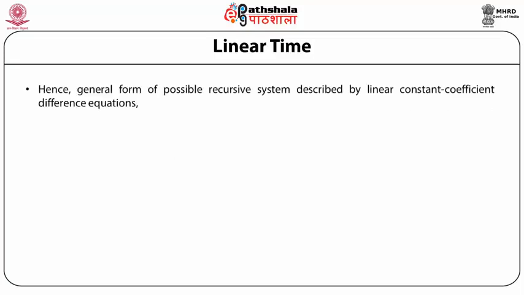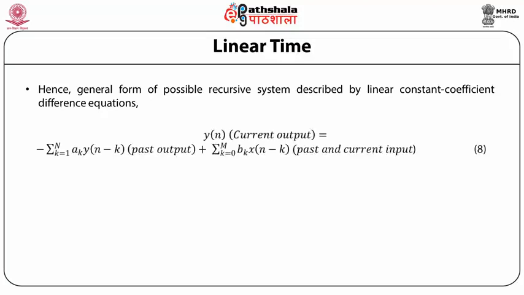Hence, the general form of the possible recursive system, which is described by a linear constant coefficient difference equation, is y(n), the current output, equal to minus summation over k equal to 1 to N of a_k y(n minus k), that is, the past output, plus summation over k equal to 0 to M of b_k x(n minus k), past and current input. Or summation over k equal to 0 to N of a_k y(n minus k) equal to summation over k equal to 0 to M of b_k x(n minus k), with a_0 equal to 1.